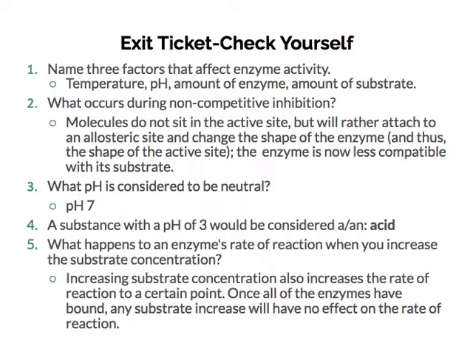Which pH is considered neutral? A pH of 7 is neutral. A substance with a pH of 3 would be considered an acid. And what happens to an enzyme's rate of reaction when you increase the substrate concentration? Or you could also do this with enzyme concentration as well.